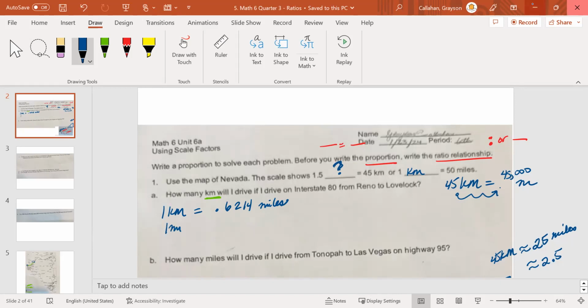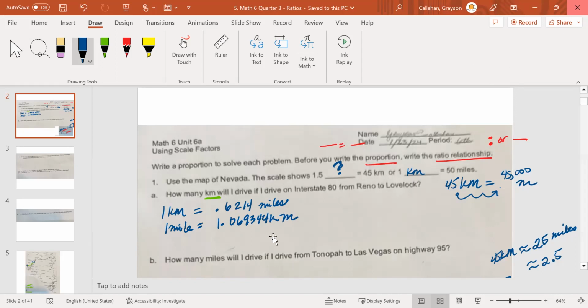Or 1 mile equals 1.60934 kilometers. Do you see that? Okay.